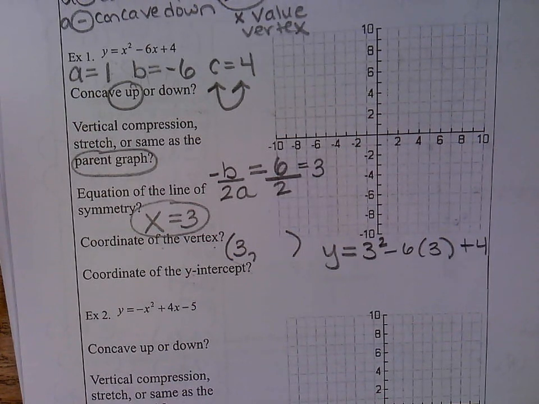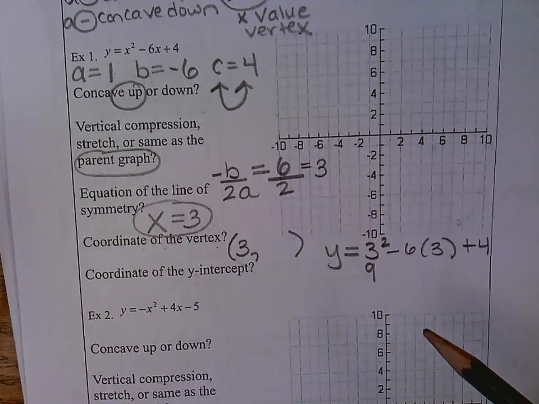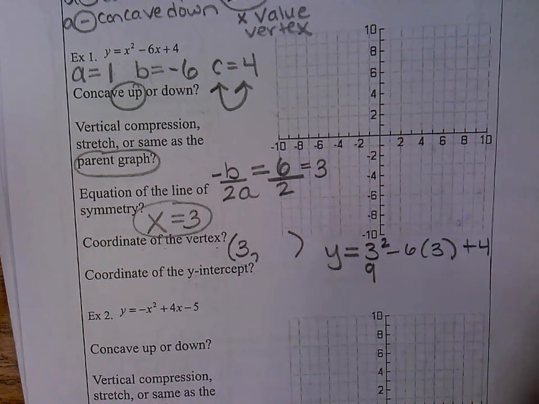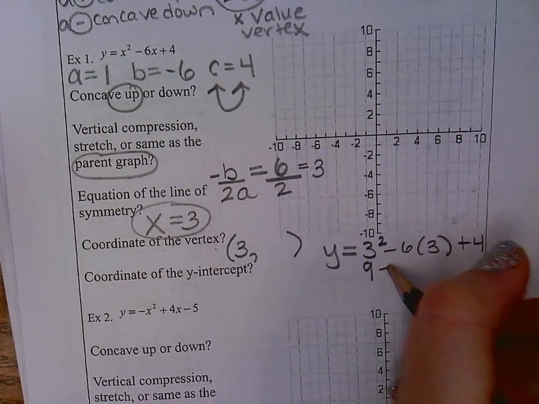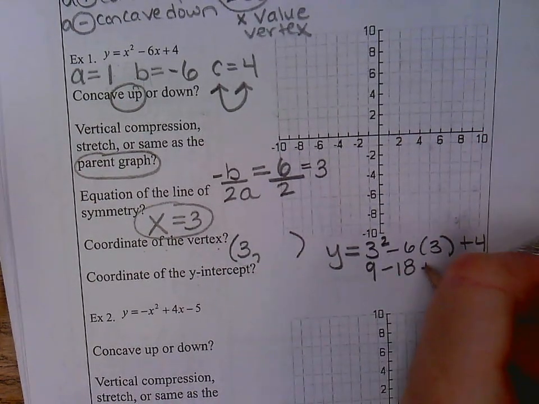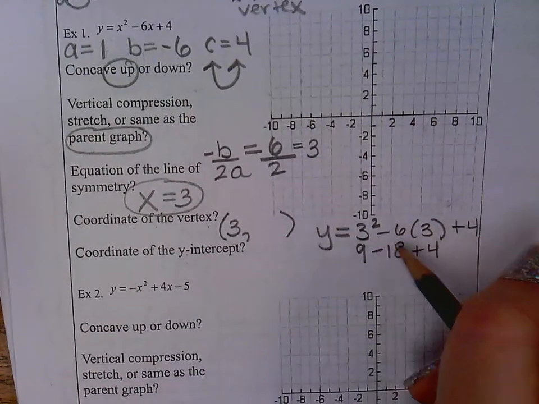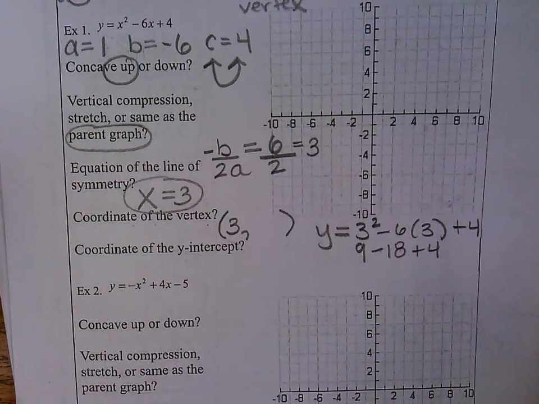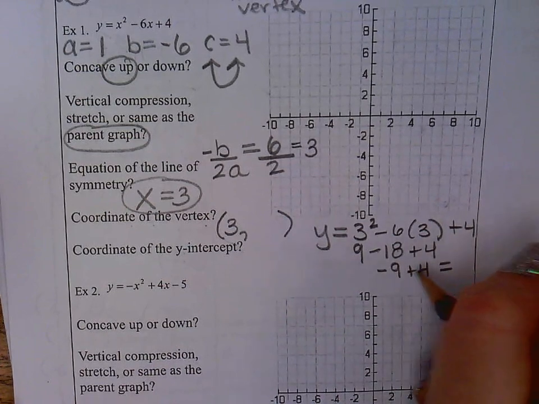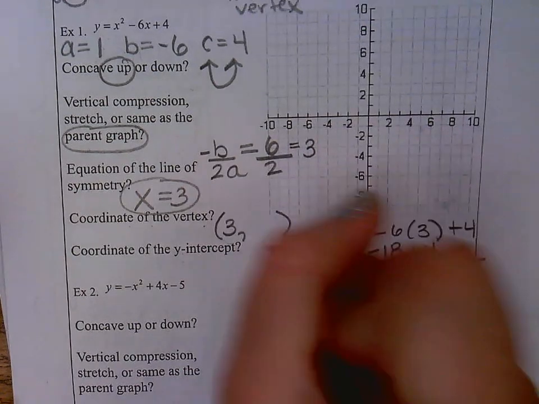3 squared is how much? 9. What would I do next? Yep, what is 6 times 3? 18. 9 minus 18 and then plus 4. I'm doing a bunch of mental math to find the vertex. What's 9 minus 18? -9 and then plus 4. So what's -9 plus 4? My final answer? That was a lot of work, but my y value is -5.